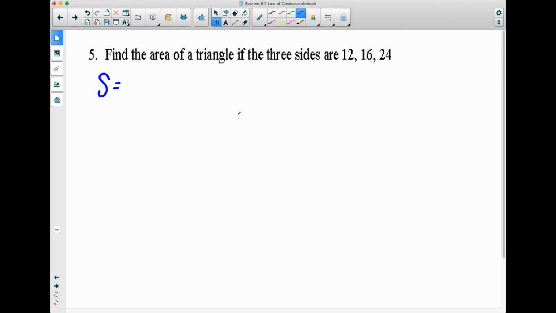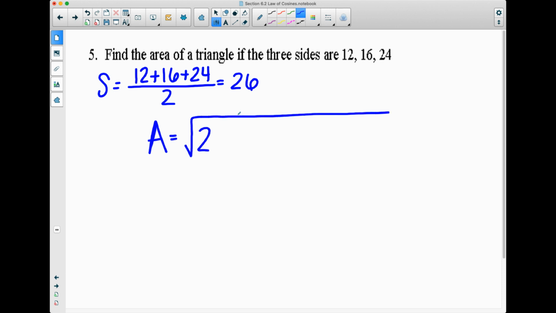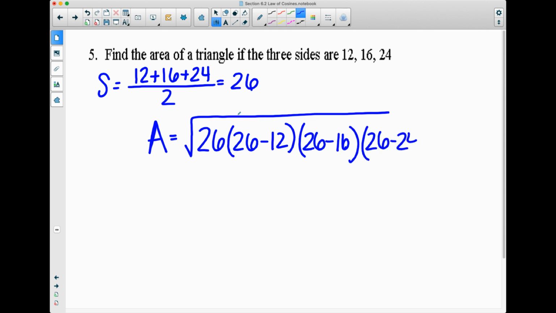So first of all, what does our S equal? So then to find our area, we take the square root of that times S subtracted from each side, or the side subtracted from it, if you want to be saying it correctly. And the area of our triangle, if it doesn't specify, should be about 85.3.